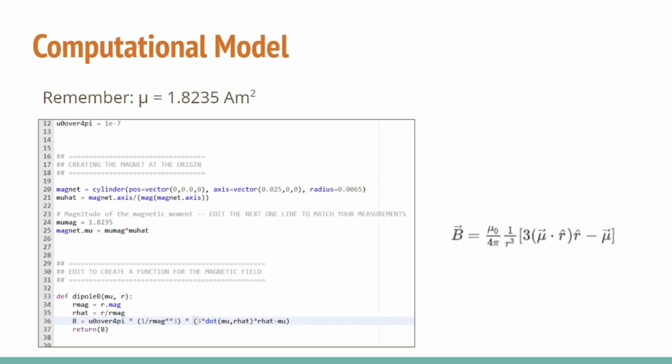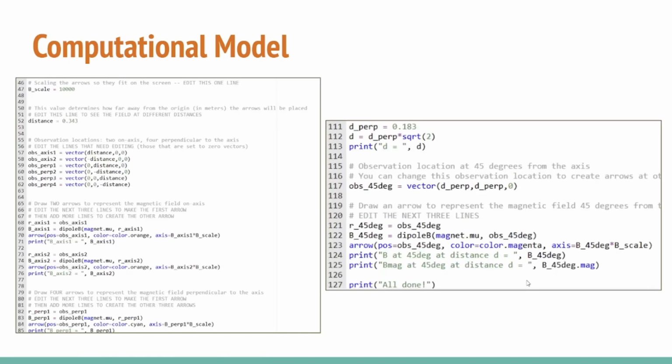So for the computational model, first we have to remember the mu value we got from before, which was 1.8235, and I plugged that in right here. Then I wrote the equation for the dipole magnetic field, using this equation right here that we talked about before. Here's some more code, creating all the axes, making the magnetic field arrows, and then a few more for the perpendicular ones, 4 more that you can't see. And then here are values for the d-perp, the 45 degrees tests as well.